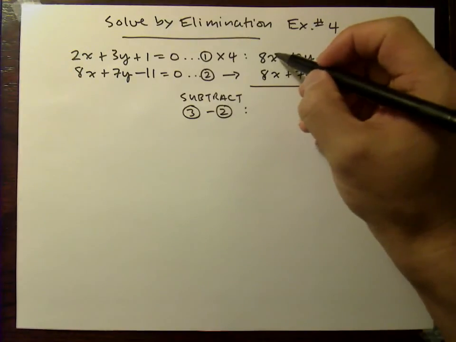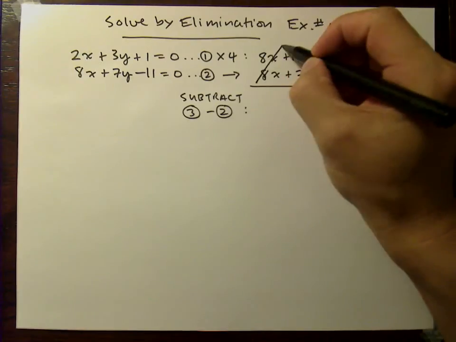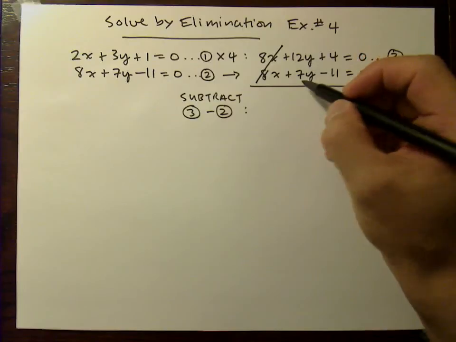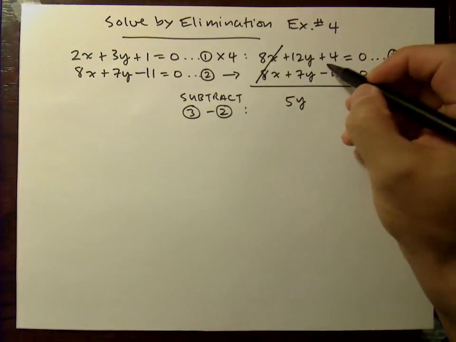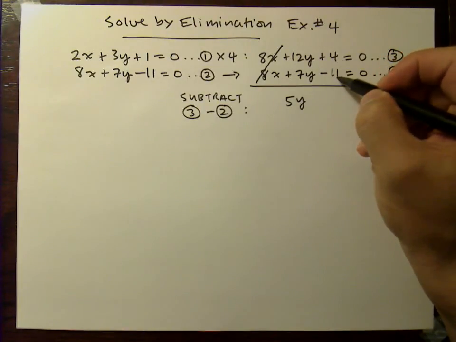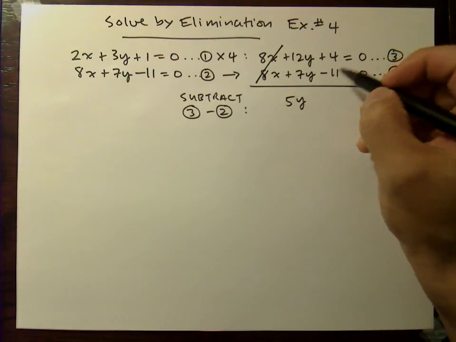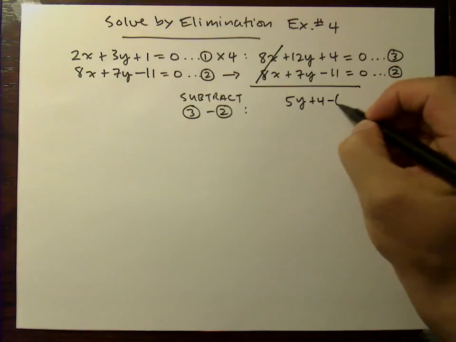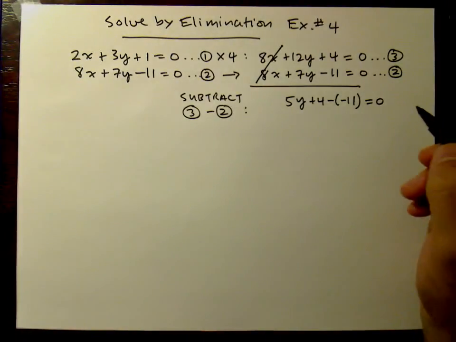So let's take a look. 8x minus 8x is 0, which means the x terms have been eliminated. 12y minus 7y is 5y. Plus 4 minus negative 11. Maybe we should write that part down. Plus 4 minus negative 11 is equal to 0.